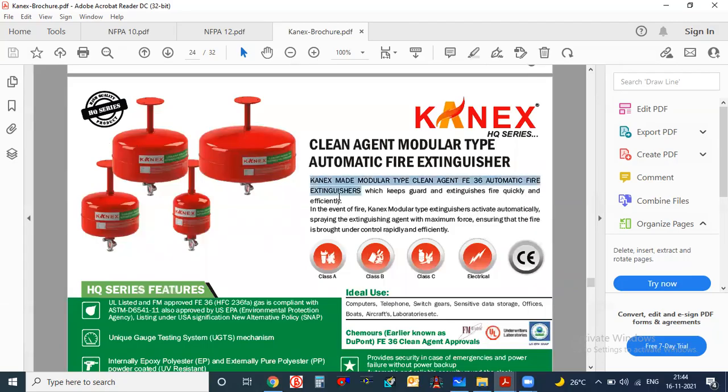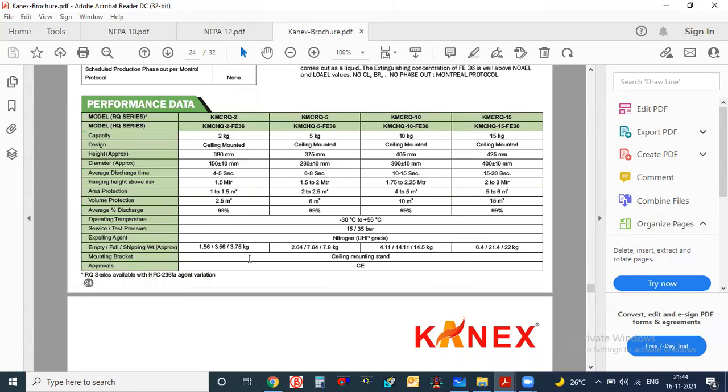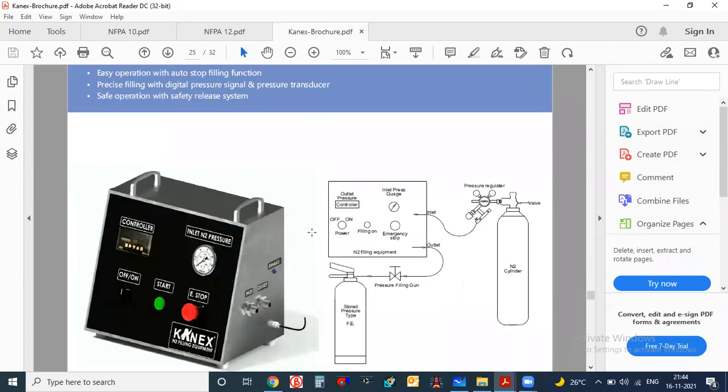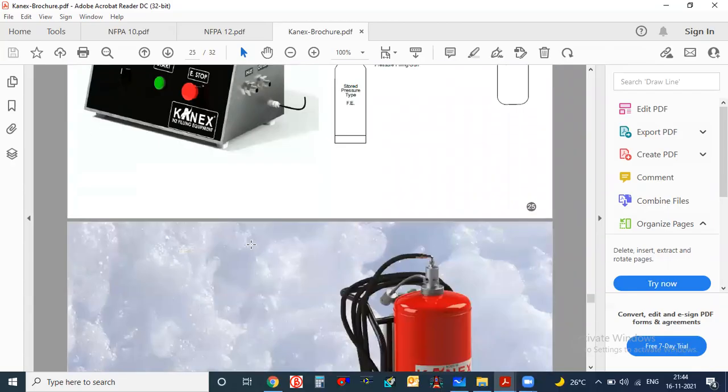Here, it is like a sprinkler, and they have given the temperature also. The operating temperature is minus 30 degrees Celsius to 55 degrees Celsius. And test pressure is also given, 15 to 35 bar. So this is the pressure given. Like that, there are so many equipments also.